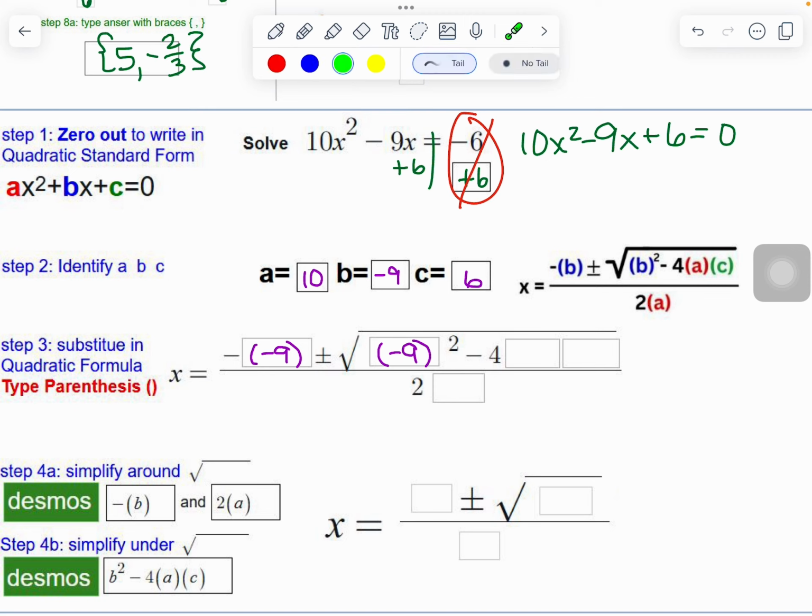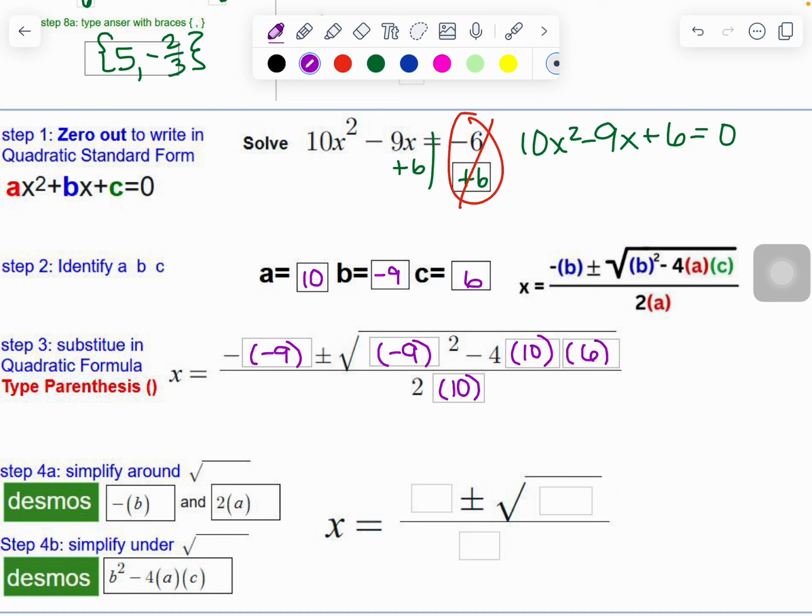Then I have a here on top and on bottom. So my a is positive 10. So in parentheses, I have positive 10 here, and in parentheses, I have positive 10 here. And then my last is my c at the very end of that square root, and my c is positive 6. So in parentheses, I'm going to put positive 6.